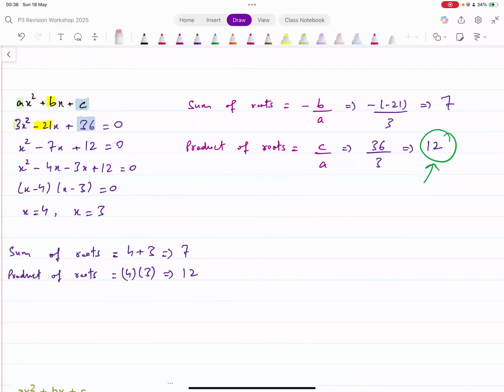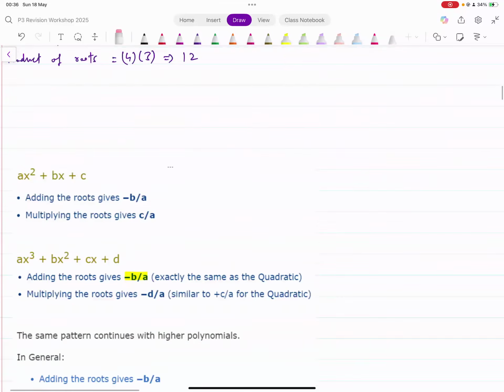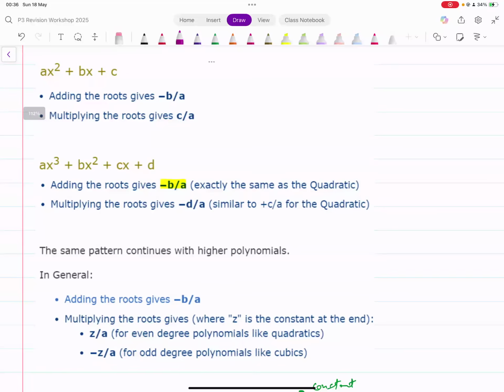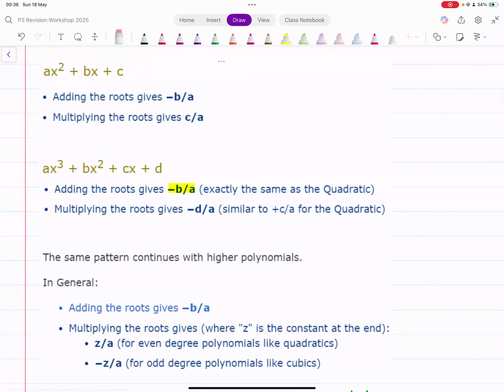Now that's very helpful, but let's generalize this for bigger polynomials, and then I'll tell you how to use that. For quadratic, and for any other polynomial, for cubic, for power 4, power 5, the sum of roots has the same formula. That will remain minus b over a. So b is the coefficient of the second highest power, and a is the coefficient of the highest power, right? So this formula for sum of roots will remain minus b over a.